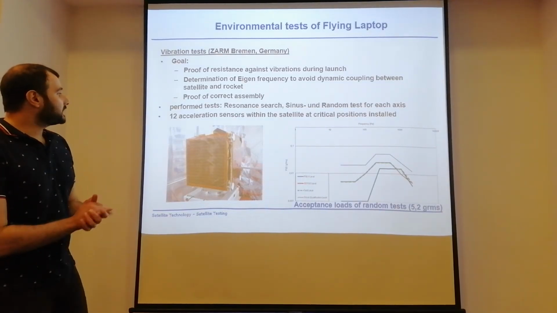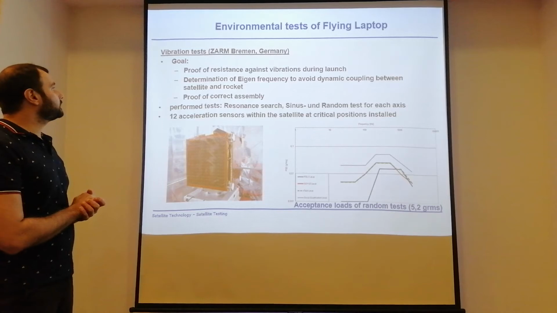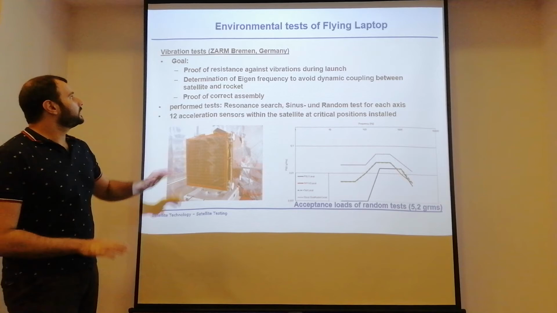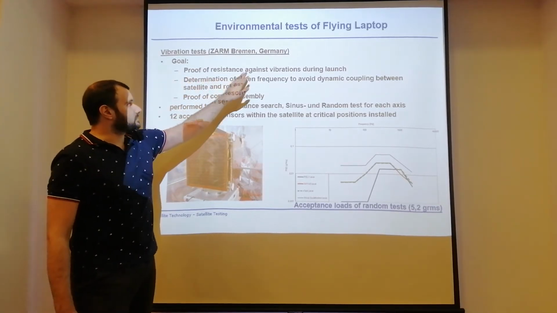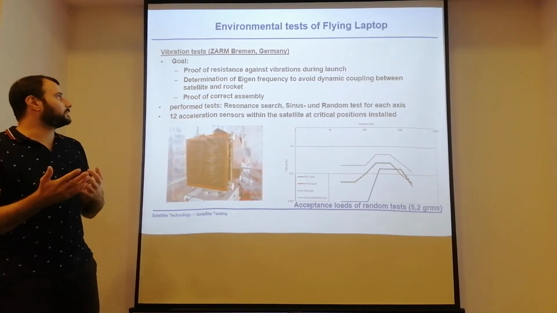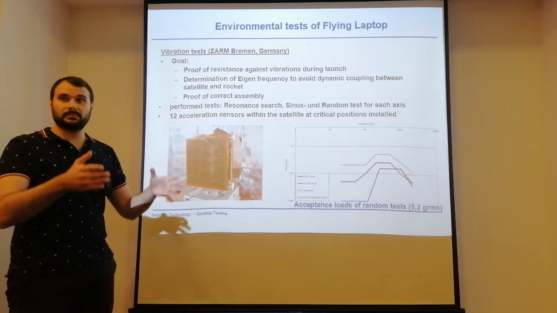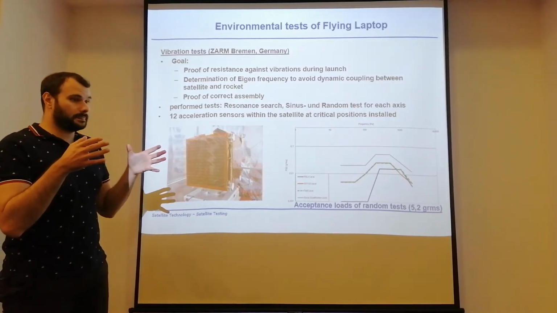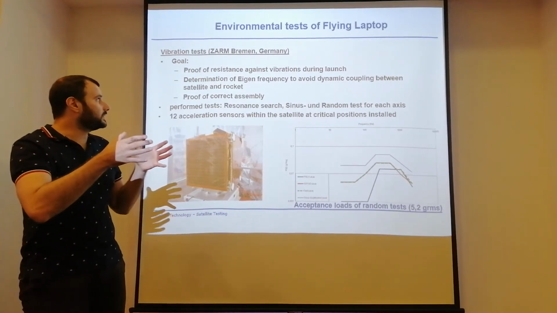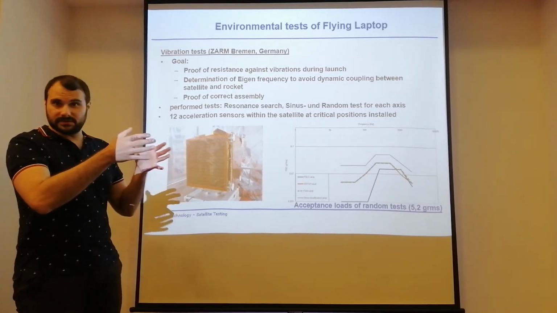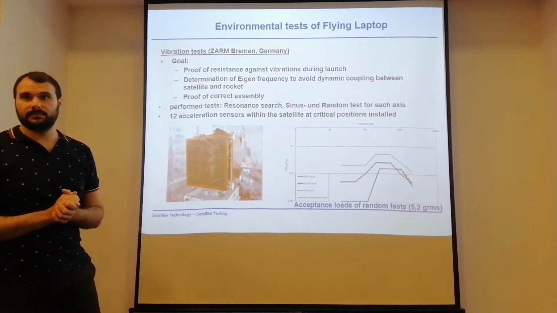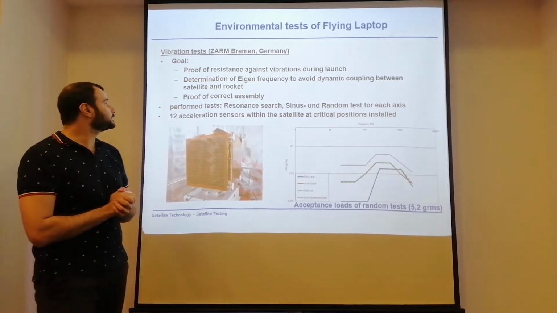Then the vibration tests, so the physical tests of the main structure, were performed in Bremen, Germany, with the goal to prove the resistance against vibrations during the launch and to determine the eigenfrequencies to avoid dynamic coupling between the satellite and the rocket. You don't want to have the satellite swinging or being coupled with the eigenfrequency of the rocket, so it might just damage the whole satellite because you hit a resonance there.